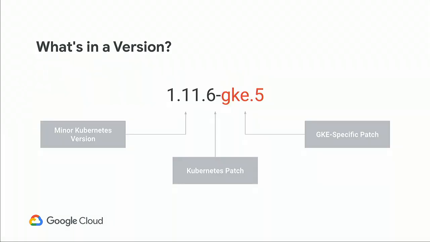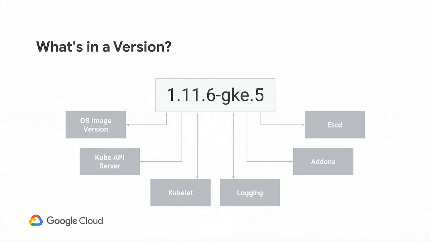So what are we releasing? When you see we're releasing a new version of Kubernetes, this is what Kobi was getting to: we have these 4 different version numbers. We have the minor version and the Kubernetes patch, which both come from upstream. And then we have the GKE specific patch, which is what we're adding on top. What corresponds to that? This is our identifier for the software. This is the collection of software that we release: the OS image, Kube API server, kubelet, logging, whatever. So it's a very important number.